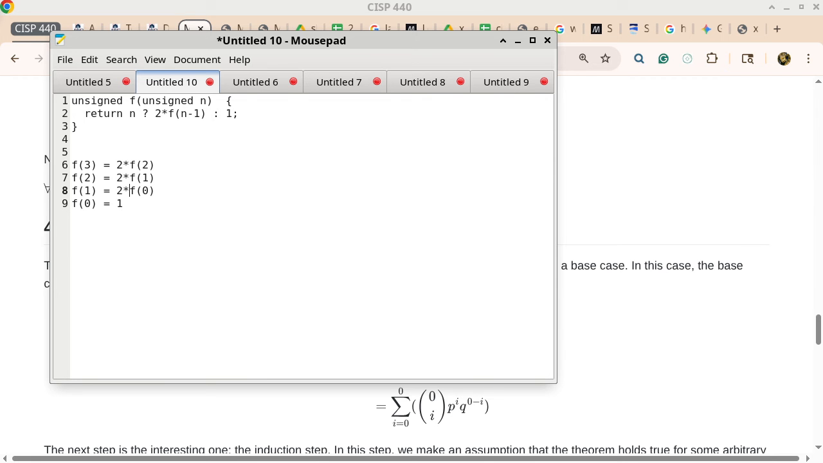Now you plug that 1 back into here. That means f of 1 is really just 2. Then you plug that 2 back into here. That means f of 2 is really just 4. And you plug that 4 back into here. That means the whole thing is just 8. So f of 3 is just 8. Is that okay? All right. Whether you haven't taken 430 or are currently taking 430, doing this should be fairly intuitive. You'll go all the way to the base case and then work your way back up.